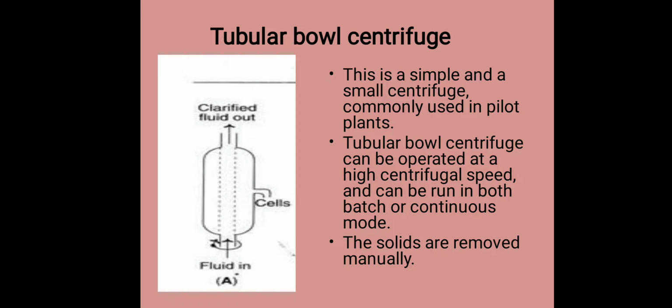Tubular bowl centrifuge can be operated at high centrifugal speed and can be run in both batch and continuous mode. In this, the solids and the cells are usually removed manually. If you see this diagram, there is a tubular centrifuge. In this machine you put the culture broth inside, and the tubular bowl is being rotated. Once it is rotated, the fluid is going to move out and the cells are going to settle at the bottom. So the cells can be removed through tubular bowl centrifuge.